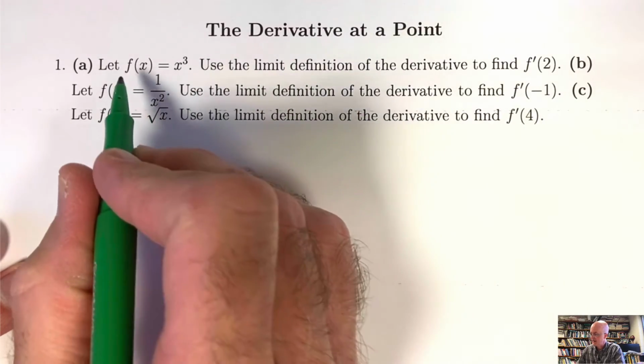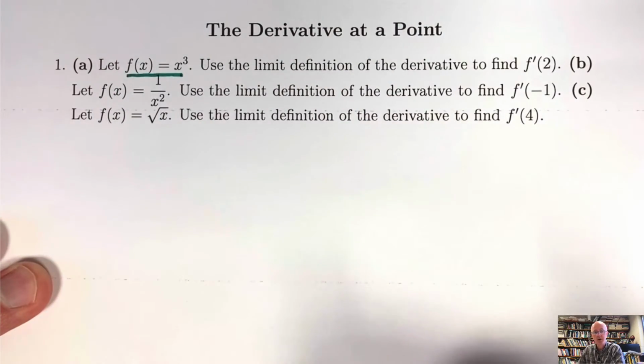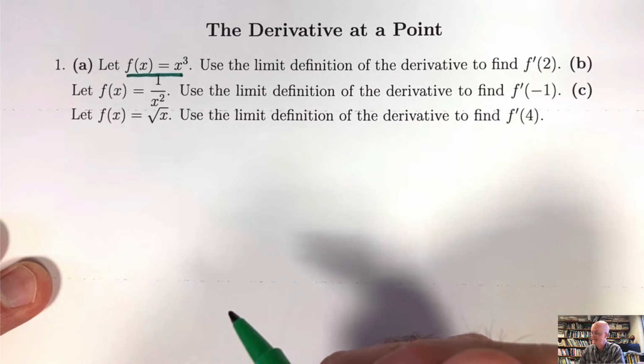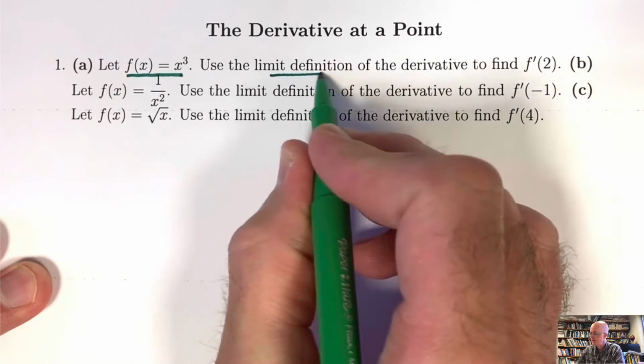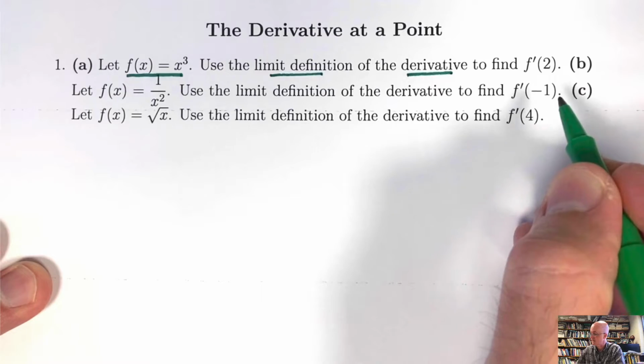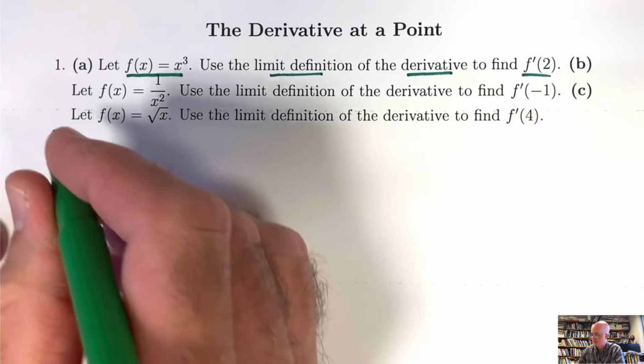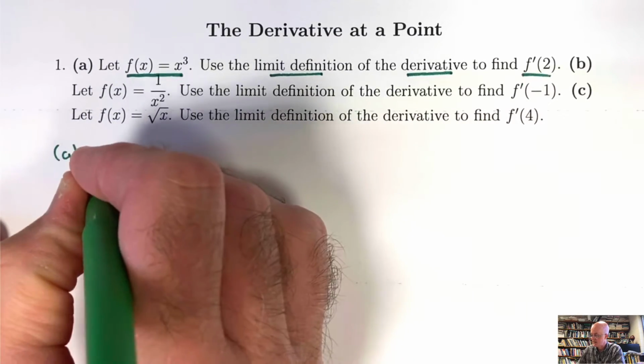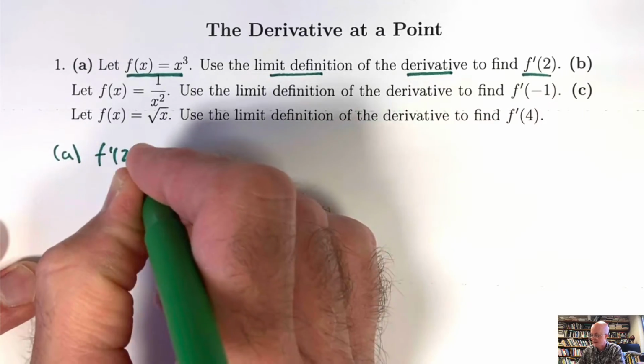Number one, let f of x equal x cubed for part A, and we've got some other functions for parts B and C. We're using the limit definition of the derivative to find derivatives. In part A, it's f prime of 2. So let's use the limit definition of the derivative. You need to remember what that is.